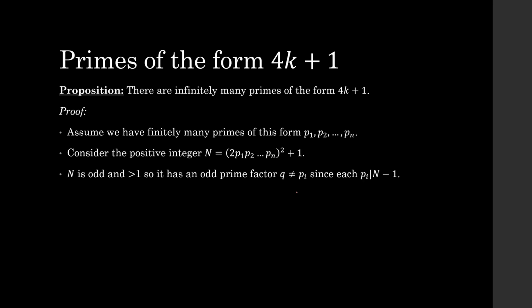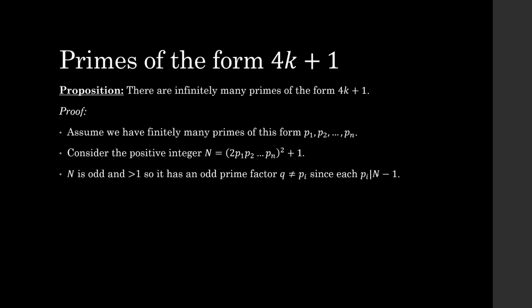Now n is odd, and we know that because here we've got 2 times something, and then the whole thing is plus 1, so that's the form of an odd number. And it's bigger than 1, that's pretty obvious. So that means that it has an odd prime factor. And that odd prime factor is going to be q. And we're going to say that it's not equal to any of the pi.